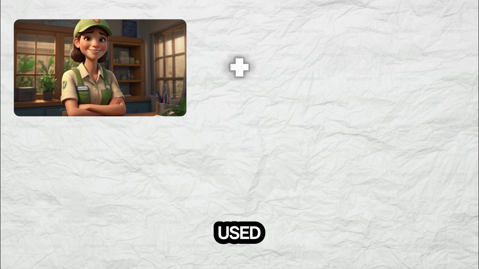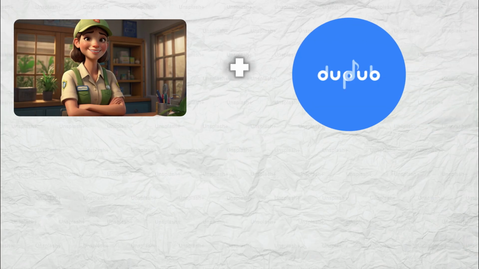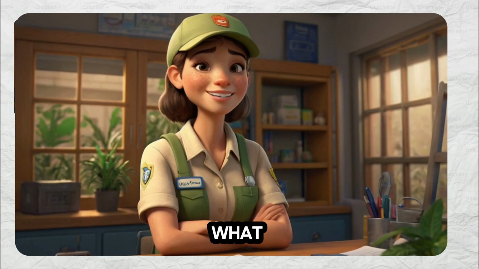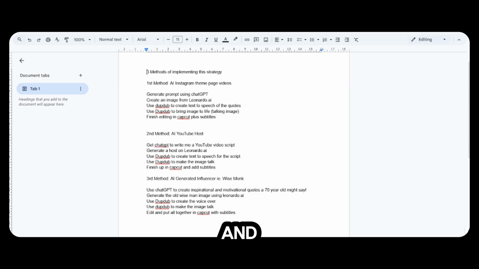And what I did was I created an AI image and I used DupDub to add a voiceover and bring the images to life, just like what you're seeing. And then I put it all together using CapCut. Awesome stuff. And these are the steps we are going to be following to achieve this result.